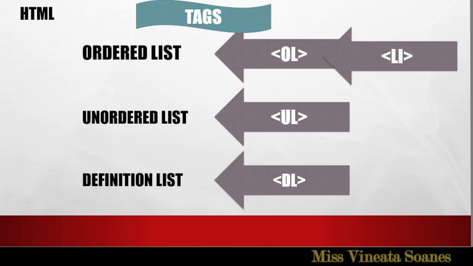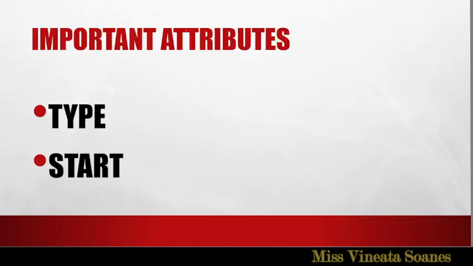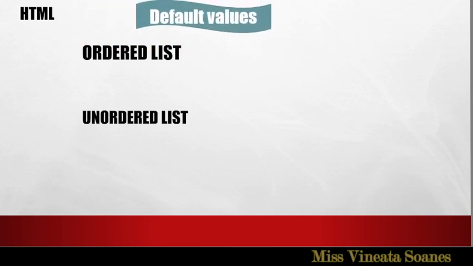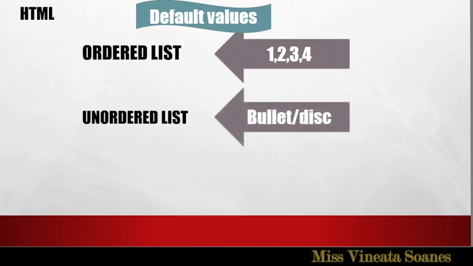Under OL we have the LI, and in the same way under UL we also have LI. Under DL we have two associated tags, that is DT and DD. Also the important attributes are type and start. And the default values for an ordered list are 1, 2, 3, 4, and the default value for an unordered list is a bullet.